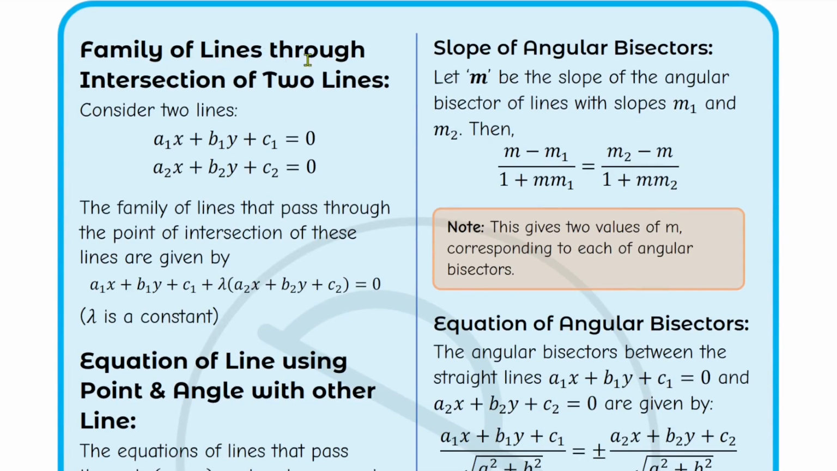And then we have family of lines through intersection of two lines. So let's say two lines are a1x + b1y + c1 = 0 and a2x + b2y + c2 = 0. Then the family of lines that pass through the intersection of these lines are given by (a1x + b1y + c1) + lambda (a2x + b2y + c2) = 0, where lambda can be any constant.